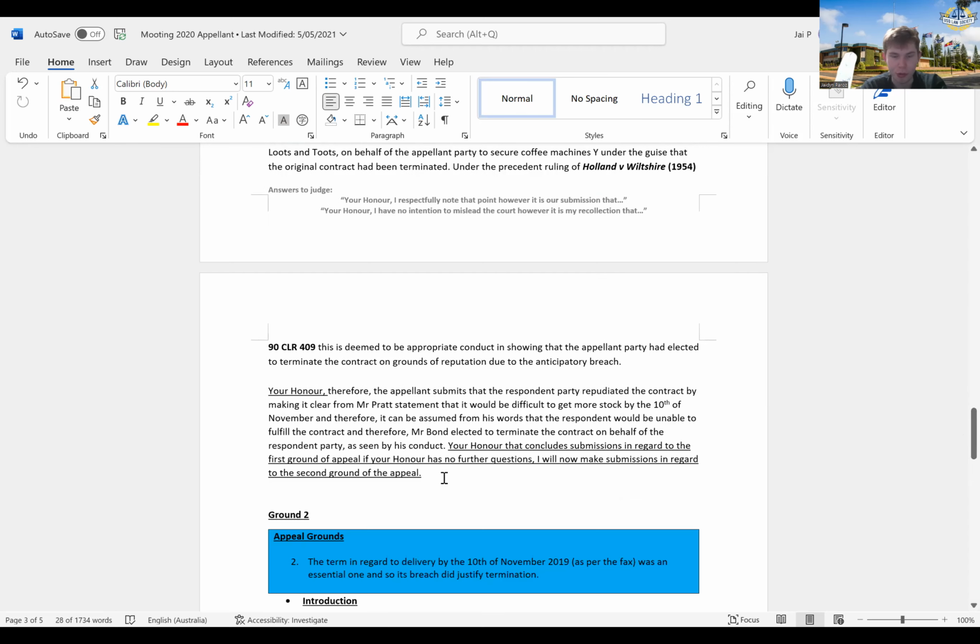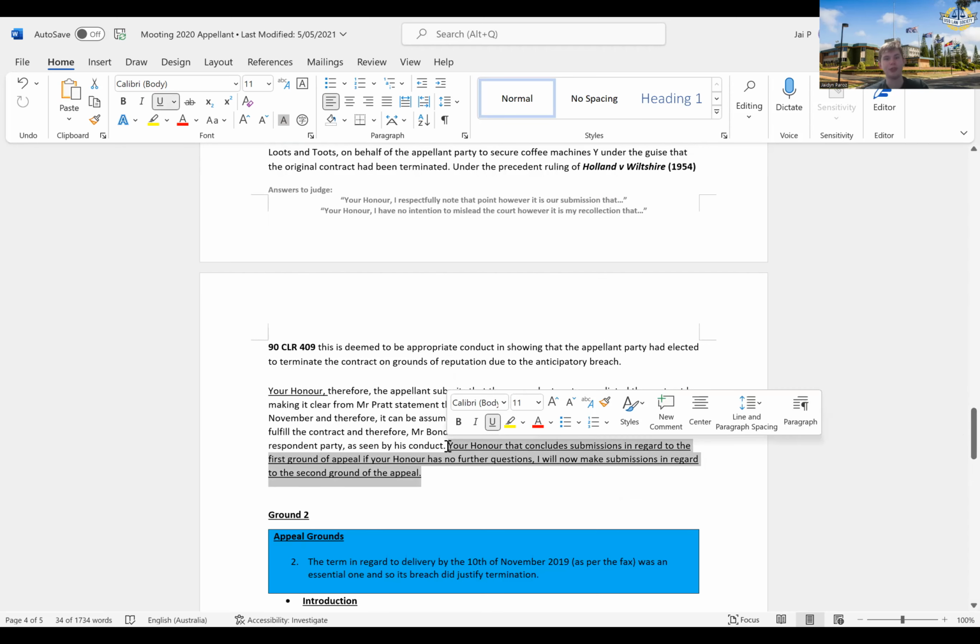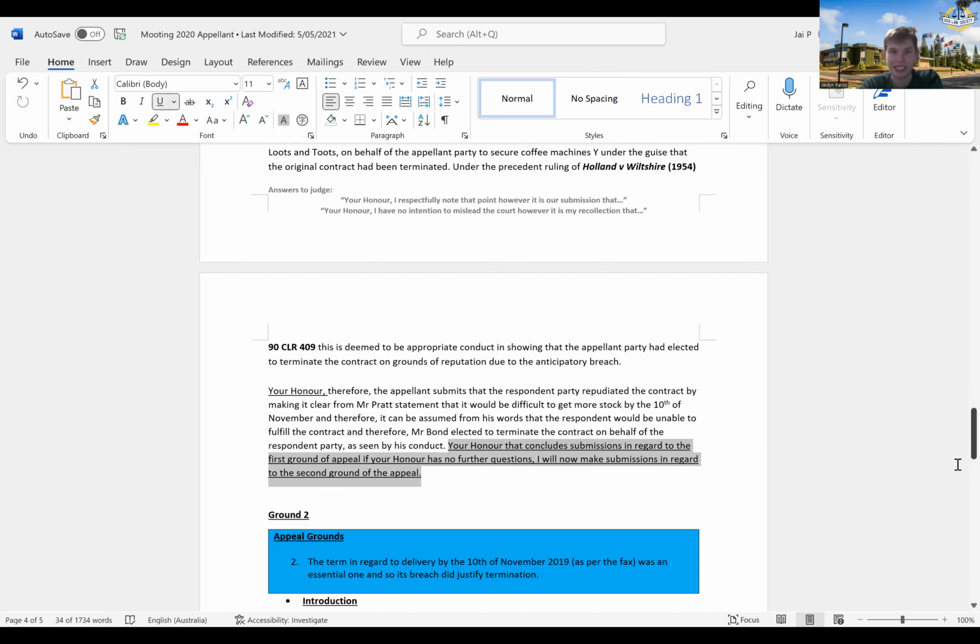And then when you conclude a ground, you say something along the lines of, Your Honour, that concludes submissions in regards to the first ground of appeal. If Your Honour has no further questions, I will now make submissions in regards to the second ground of appeal. Just noting that you're finished with that ground of appeal and you're moving on. The bench always loves that. And for the second ground, something similar.